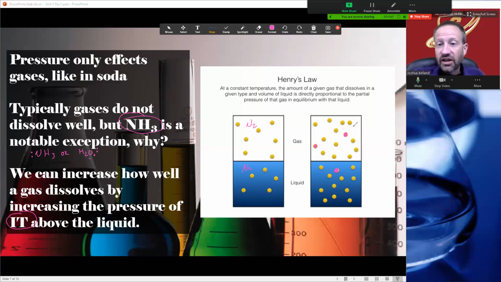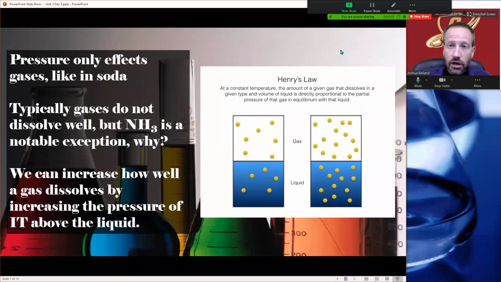Okay, just because I fill it full of argon does not mean I'm going to increase the rate of the nitrogen dissolving. All right, so mathematically, you don't need to know Henry's law, but it should make sense. The more molecules there are above, the more pressure there is above, more likely they're going to move down into and dissolve into the liquid. Okay.